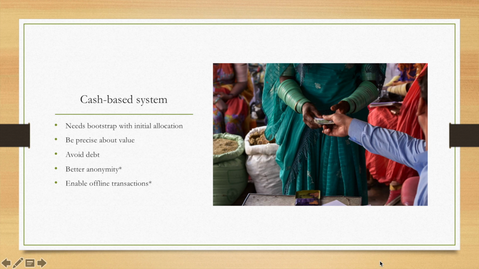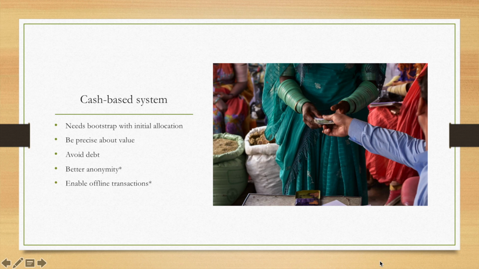Another system is called a cash-based system. For using cash, the problem is that it needs a bootstrap with initial allocation. If there's no cash at the beginning, this system is hard to start. The benefit is that it is precise about the value, so we can evaluate each thing based on the money. And it also avoids any debt in such a system.